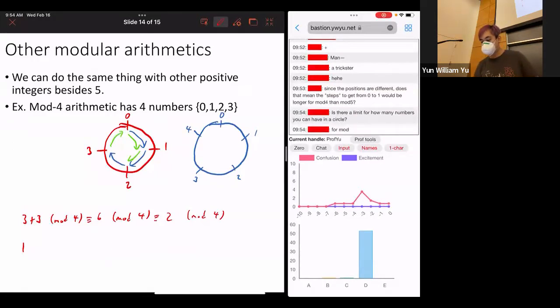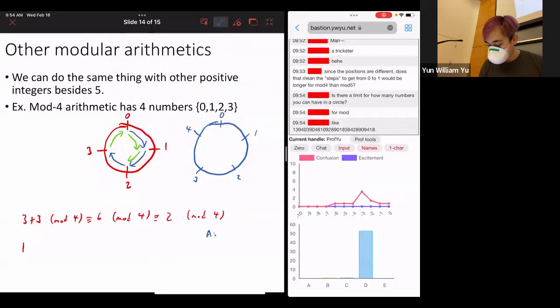Is there a limit for how many numbers you can have in a circle? That's a really good question. In fact, I'm going to ask you guys that question. So let's say that A is yes and B is no.